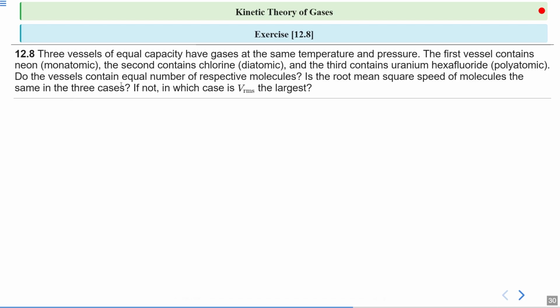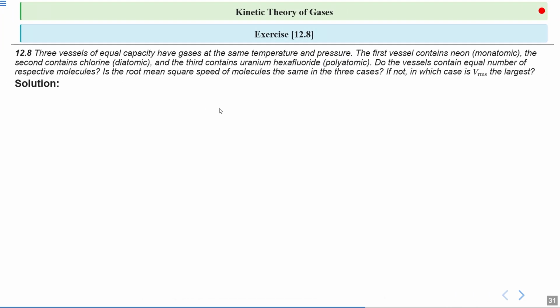Three vessels of equal capacity have gases at the same temperature and pressure. The first vessel contains neon, monatomic, the second contains chlorine, diatomic, and the third contains uranium hexafluoride, polyatomic. Do the vessels contain an equal number of respective molecules? Is the root mean square speed of molecules the same in the three cases? If not, in which case is VRMS largest? Let's see the solution.